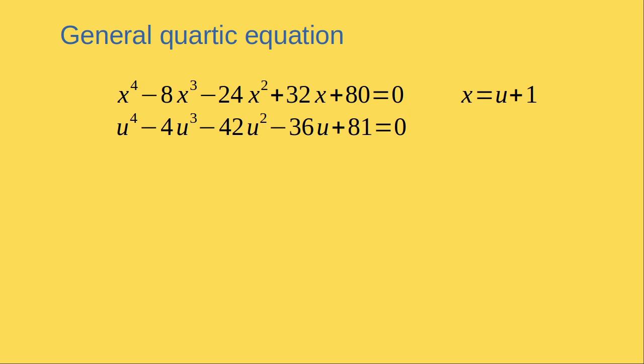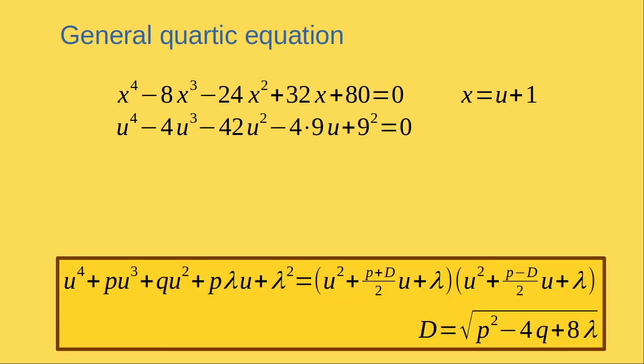Let's write 36 as 4 times 9 and 81 as 9 squared. Does that ring a bell? Yes, we've got a quasi-symmetric equation. And we know how to solve that. We invoke our product formula for quasi-symmetric equations. For lambda we have 9. And plugging this into the formula for d, we get d equals 16.